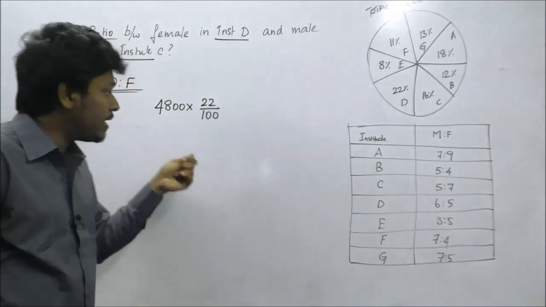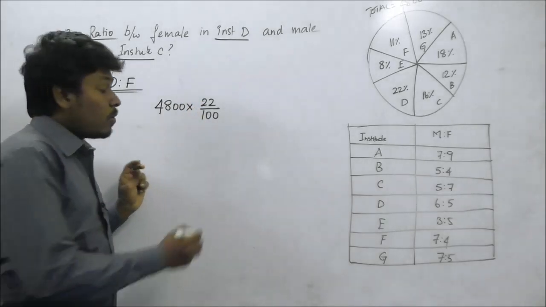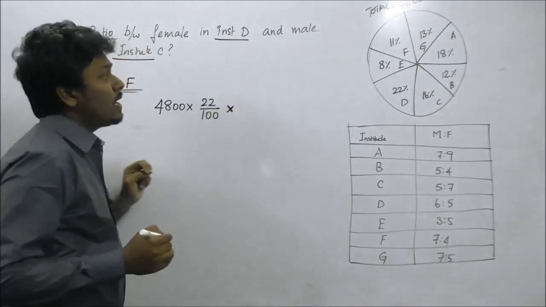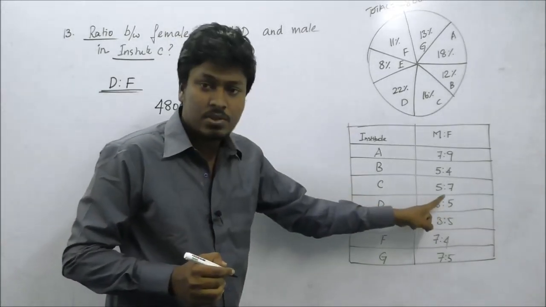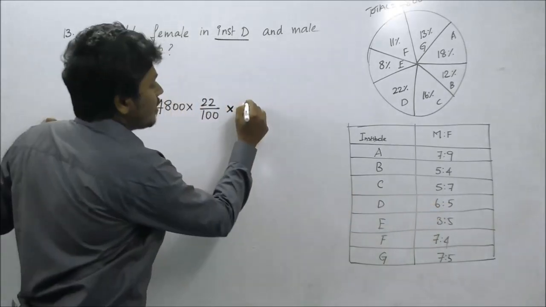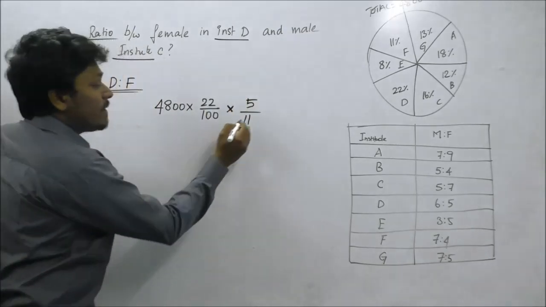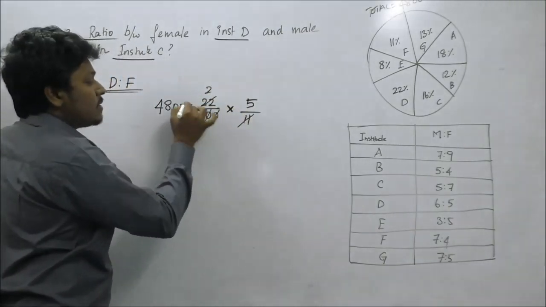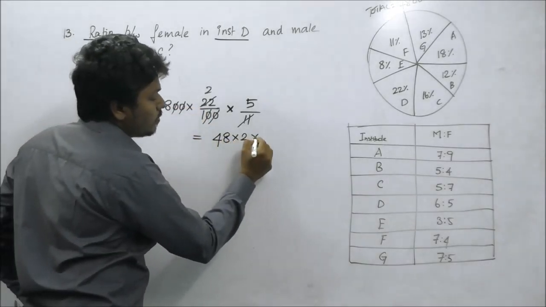Don't do that friends. See here, we already have 22 by 100 into 4,800. Though we may get any value, don't worry about that. Directly multiply the ratios also. The female ratio in D is 6:5, so 5 is the female ratio, divided by the overall ratio 11. See here, 5 divided by 11. I am writing it entirely in a single step. So we can cancel 11, that is 2 times. We can cancel the zeros. We get 48 into 2 into 5.